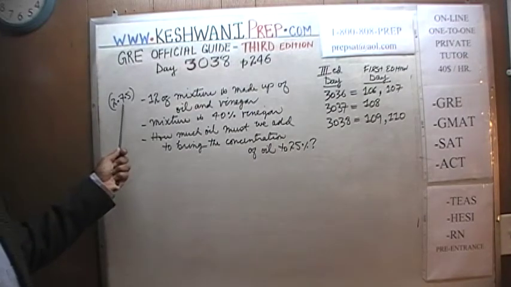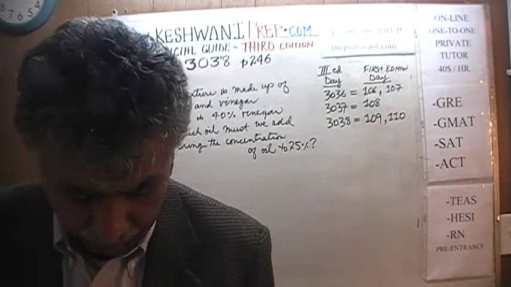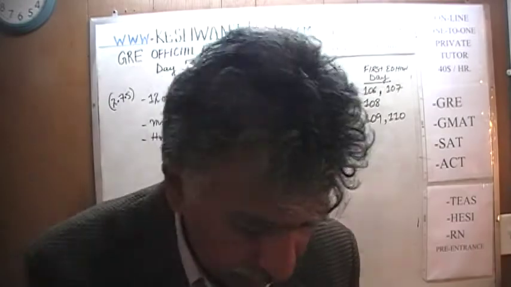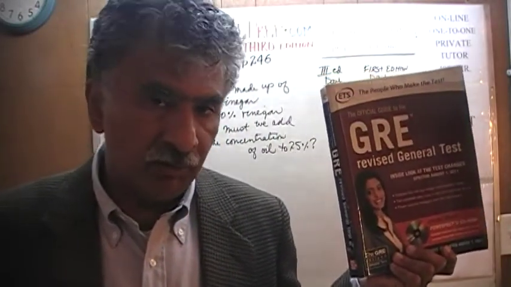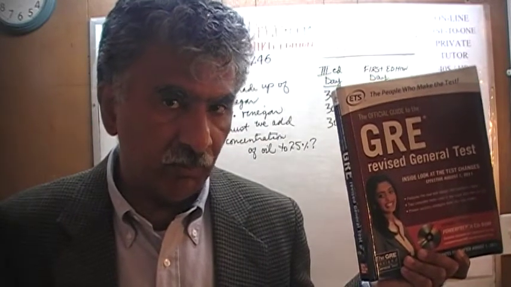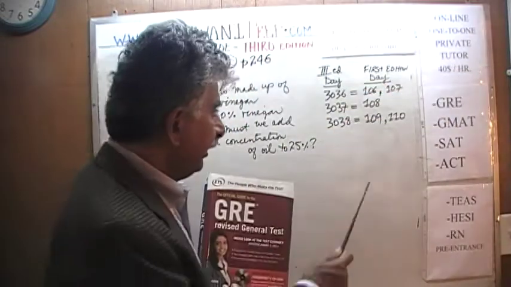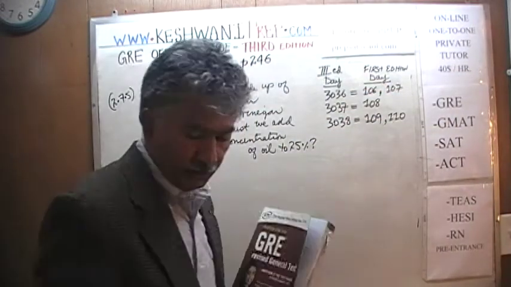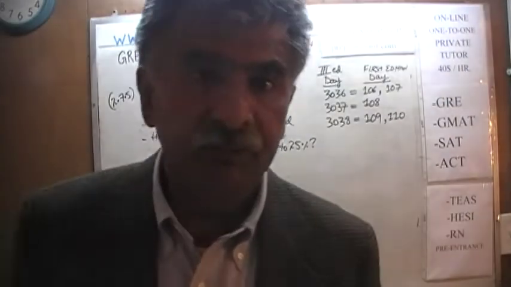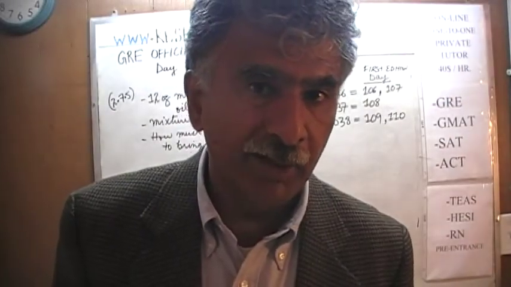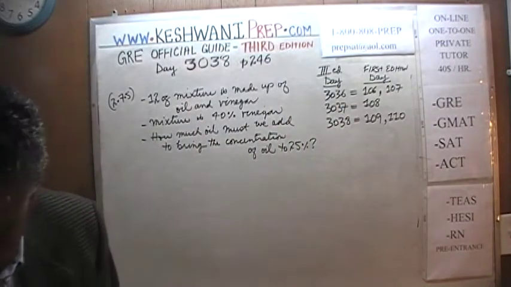This problem, number 5, number 6, and number 7, the three problems that we're going to do today, are the same exact problems that already appeared in the first and the second edition of the GRE. If you're interested in watching the original solutions, you'll find them from the first edition on day number 109 and 110. Just type in GRE math, day 109, and it will pop right up. The series for the third edition begins with day 3001.